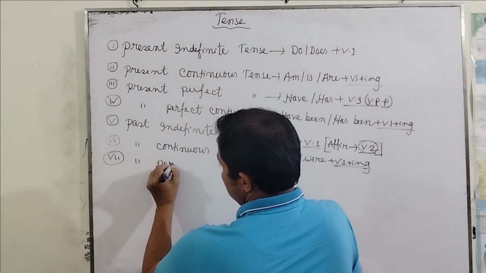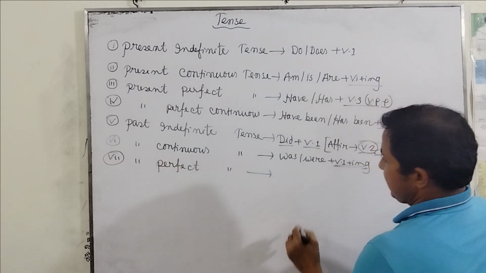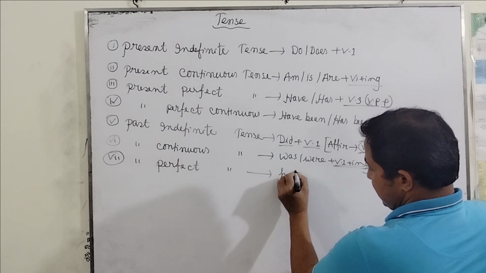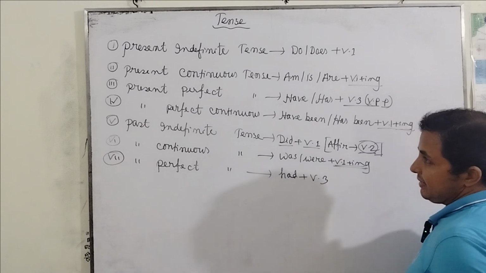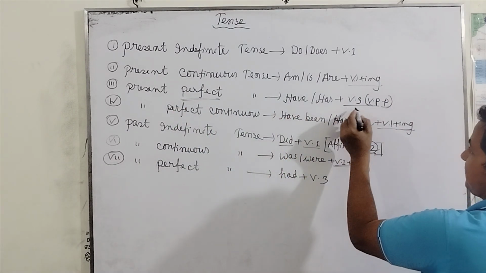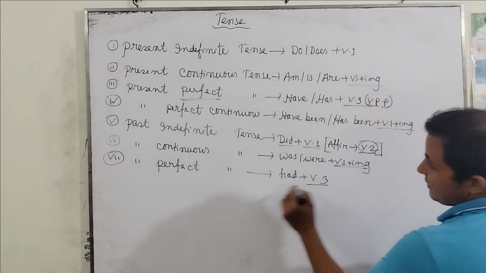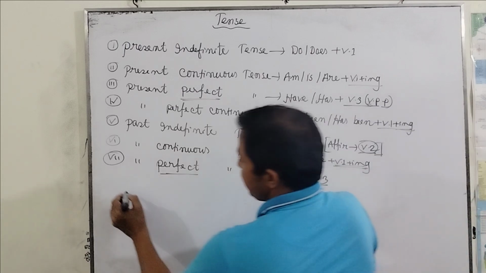Past perfect tense. Past perfect tense has one auxiliary verb. Its name is had, with B3. Again, every perfect tense, after its auxiliary verb, must be followed by B3.